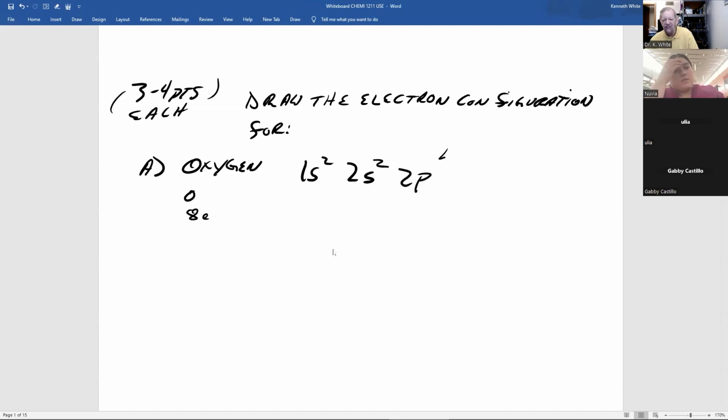I can put a max of 6 electrons, but we've got 2 plus 2, that's 4. 8 minus 4 means I have 4 electrons left. So I can put up to 6, but I only have 4 to put in. And there we have the electron configuration for oxygen: 1s2, 2s2, 2p4. I did it right, so I get my 3 or 4 points. Yay!